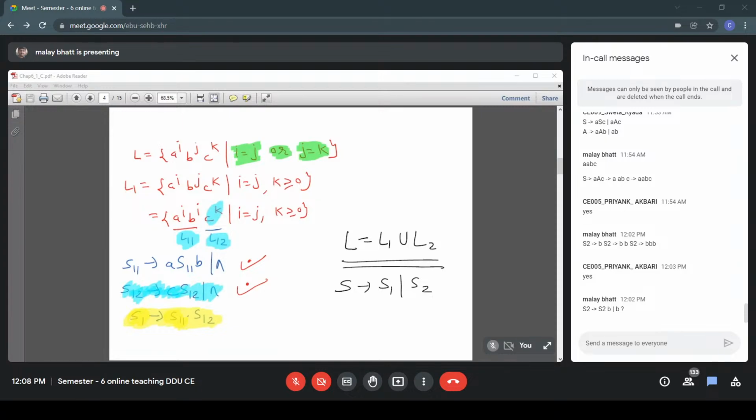Similarly, we want to write for the L2 language. So for the L2 language, can anyone write what we will write in the grammar? Because our actual language L is a concatenation of two different languages. So can anyone write about the L2 language?